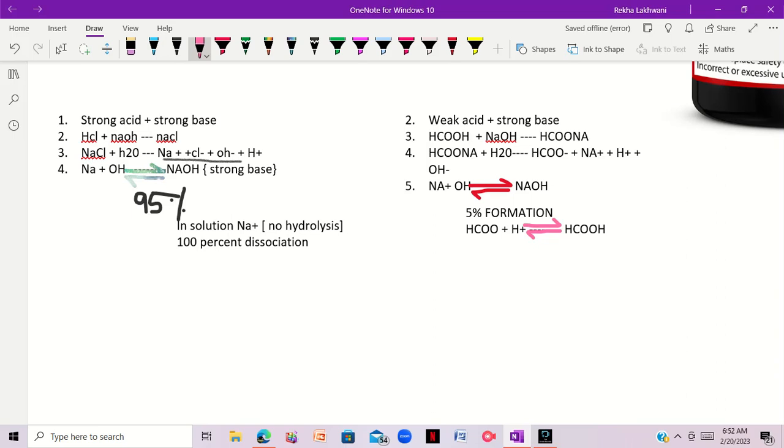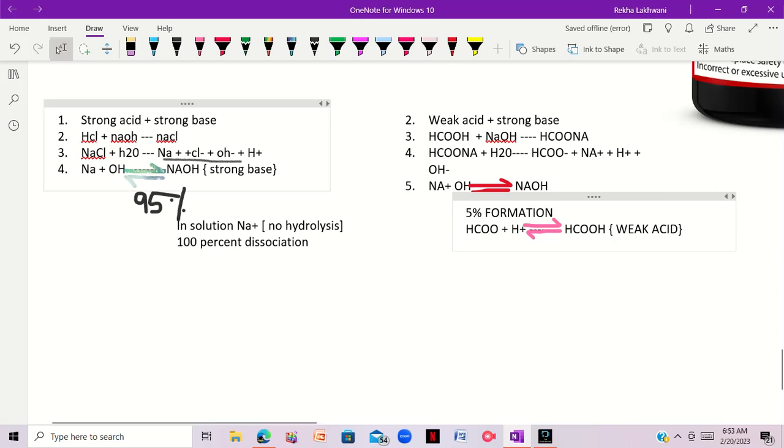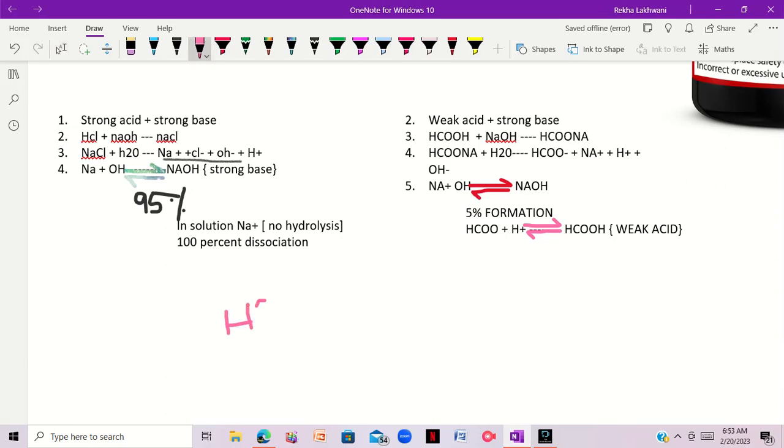But over here, as this formic acid is basically a weak acid, right? So it means it is a weak acid. Obviously there will be equilibrium, but it is a weak acid. It means there will be 95% formation of this weak acid. And we know that when there is a weak acid, let me write this reaction something like this.